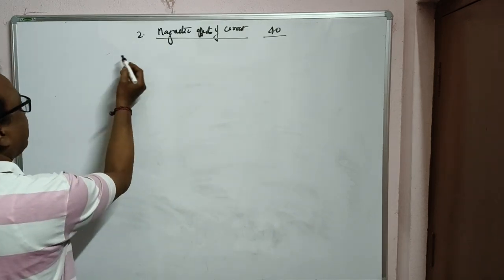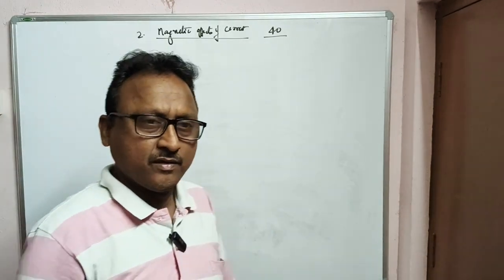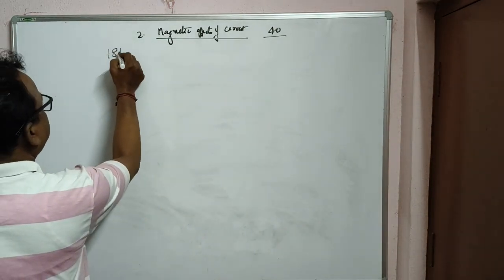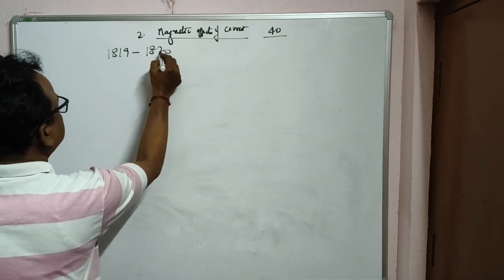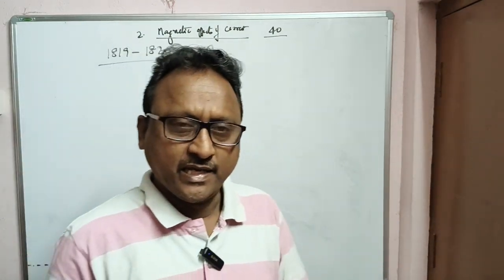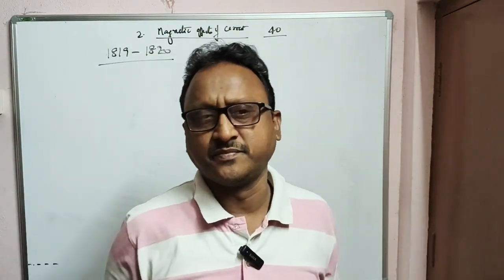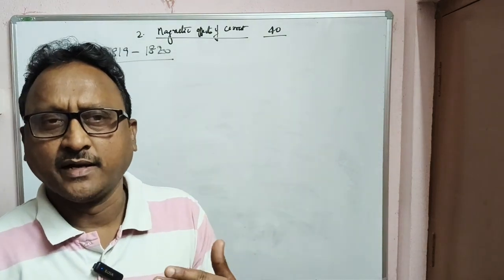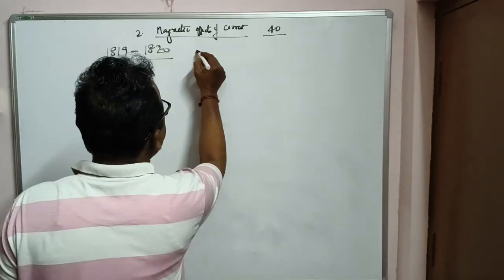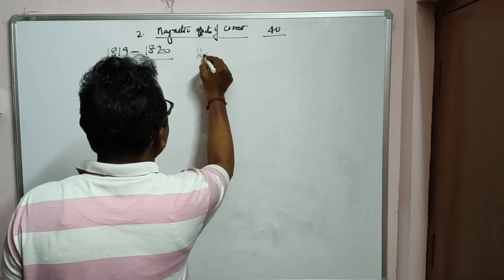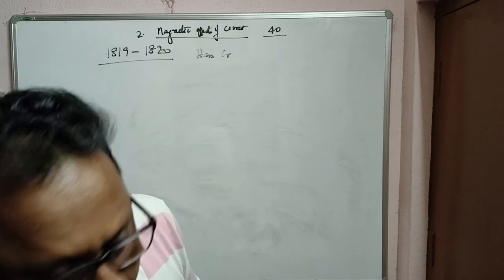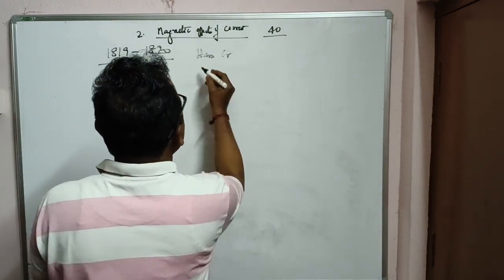Actually, in earlier days, many years back, up to 1819 to 1820, electricity and magnetism were different concepts in physics. But then came a scientist called Hans Christian Ørsted, a great scientist.